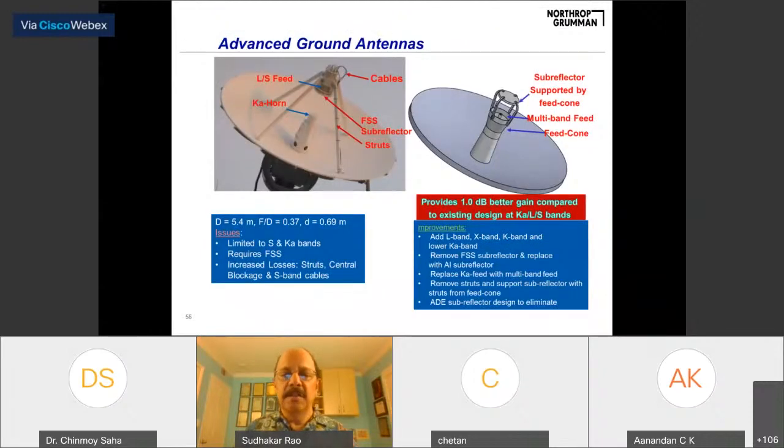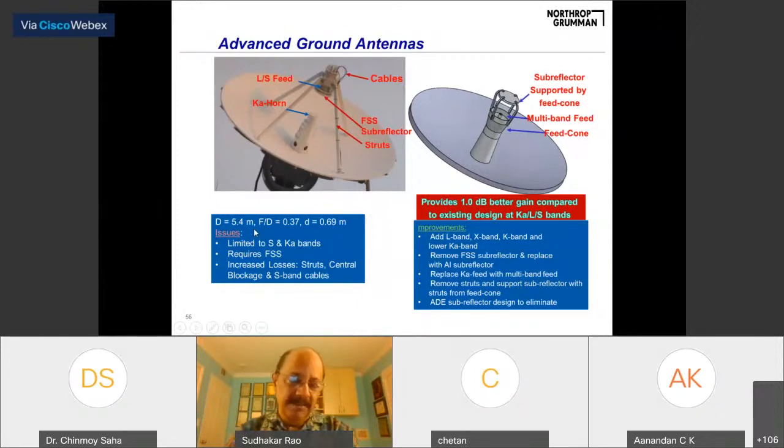This is another, I think I am almost done. This is the advanced ground antenna. I think this is what it used to be on the left-hand side. This is a typical design for any ground antenna. Here we have an L and S band feed, and we have a Ka horn. It's a dual reflector system. Your subreflector is a frequency selective surface, so it is transparent to L and S band signals, but it's reflective to Ka band signals. That's how the FSS works. And then you have 4 struts here. This is a 5.4 meter reflector.